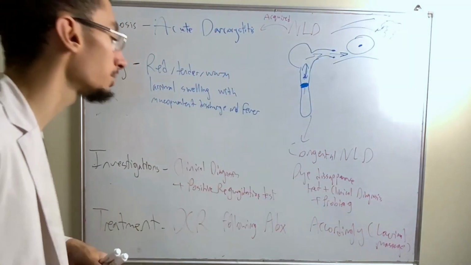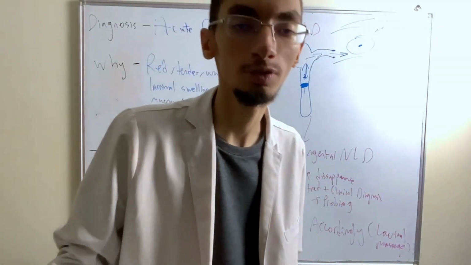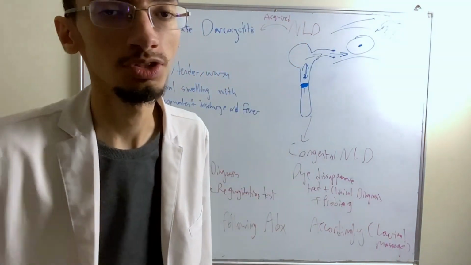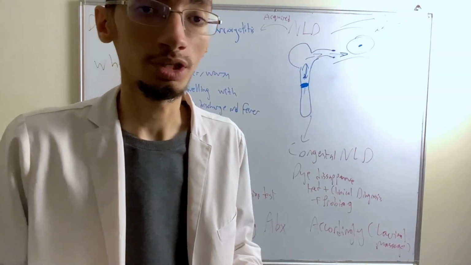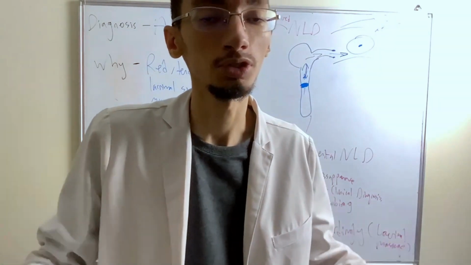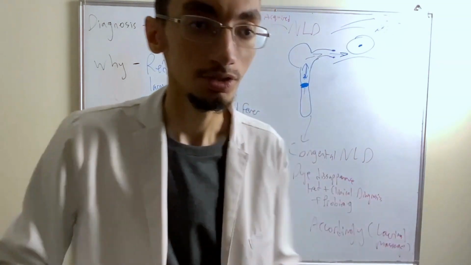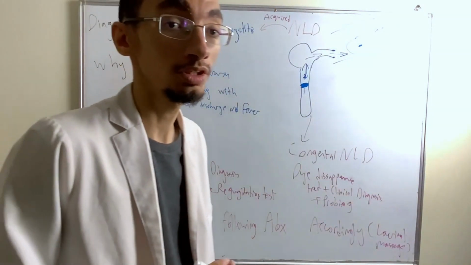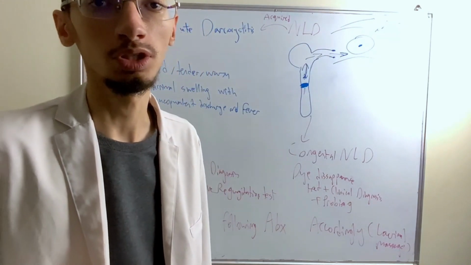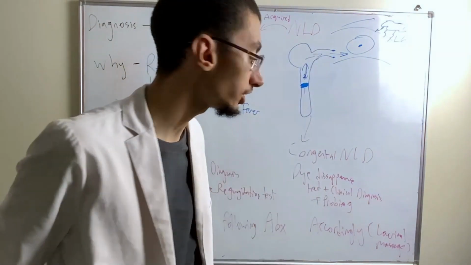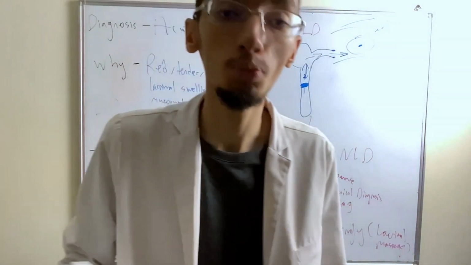So what you will typically do is a dye disappearance test. You'll apply a dye to the eyes, and of course you'll see under the microscope a lot of lacrimal tears in the form of the color green. So you'll say, oh, this is pretty definitely congenital nasolacrimal duct obstruction, or there's a problem in drainage. You can also do probing.